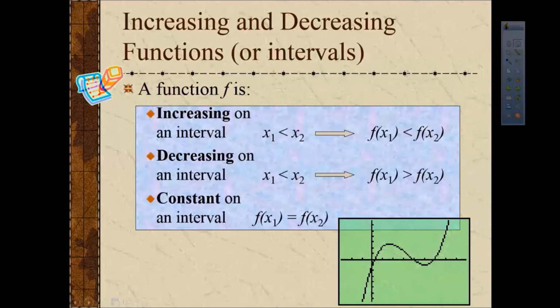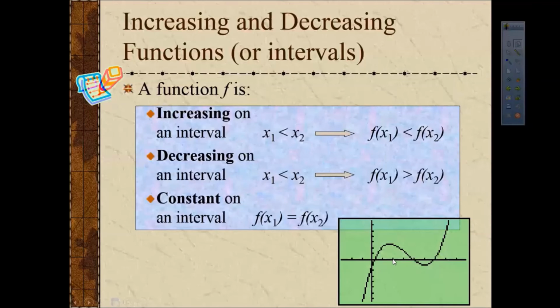We can see that at the beginning here, as my x values increase, my y values also increase. So if x1 is less than x2, f of x1 is below f of x2. That meets the definition of an increasing function. And so for this interval, this function is increasing. Now, as soon as we get past about 1.5 or 2, this function begins to decrease. That is, as x1 is less than x2, the function value at x1 is higher than the function value at x2. So here the function is decreasing.